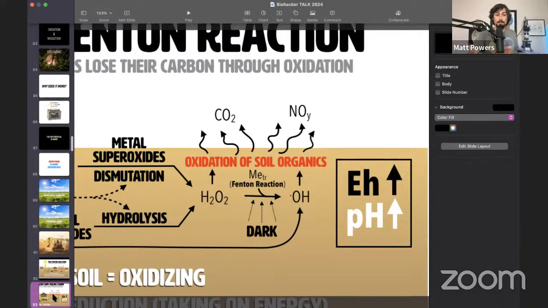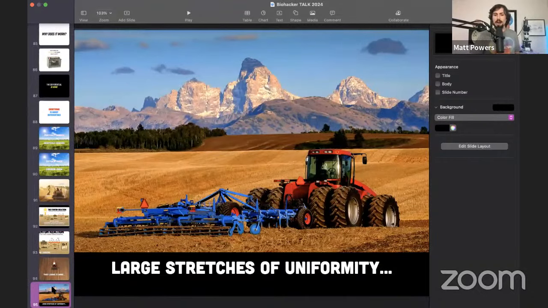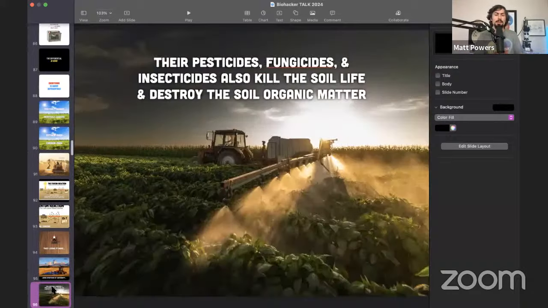Not good. And then they leave it bare to let it sink in, right? It's like, what are they thinking? And then they're like, let's do it for all of Nebraska and Iowa. Really? Their pesticides and fungicides and insecticides also kill the soil life and destroy the soil organic matter. Remember, nematodes are just tiny worms. Remember, microarthropods are just tiny insects.